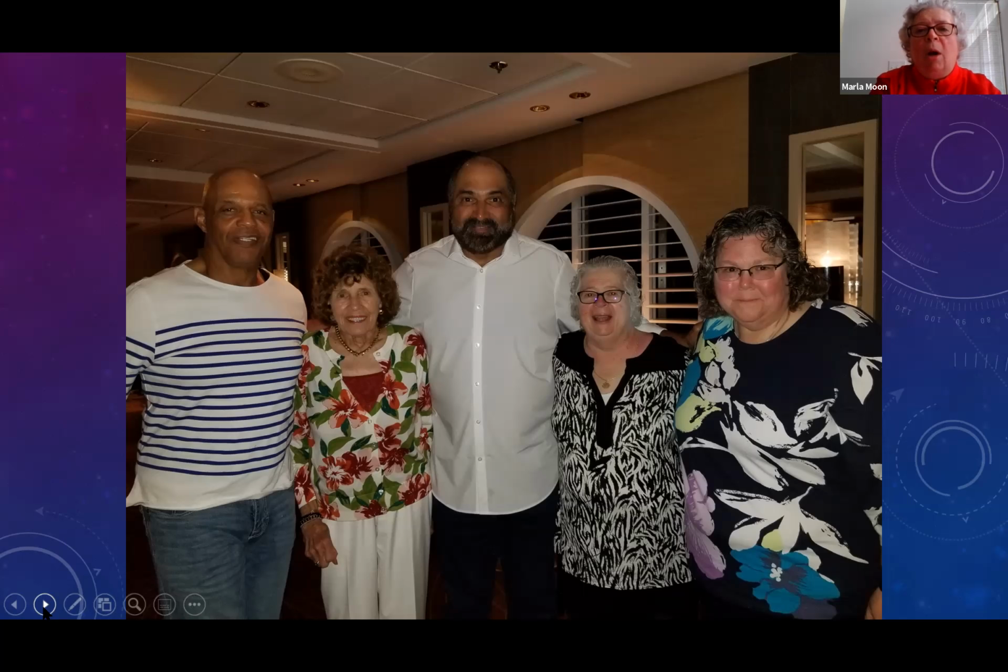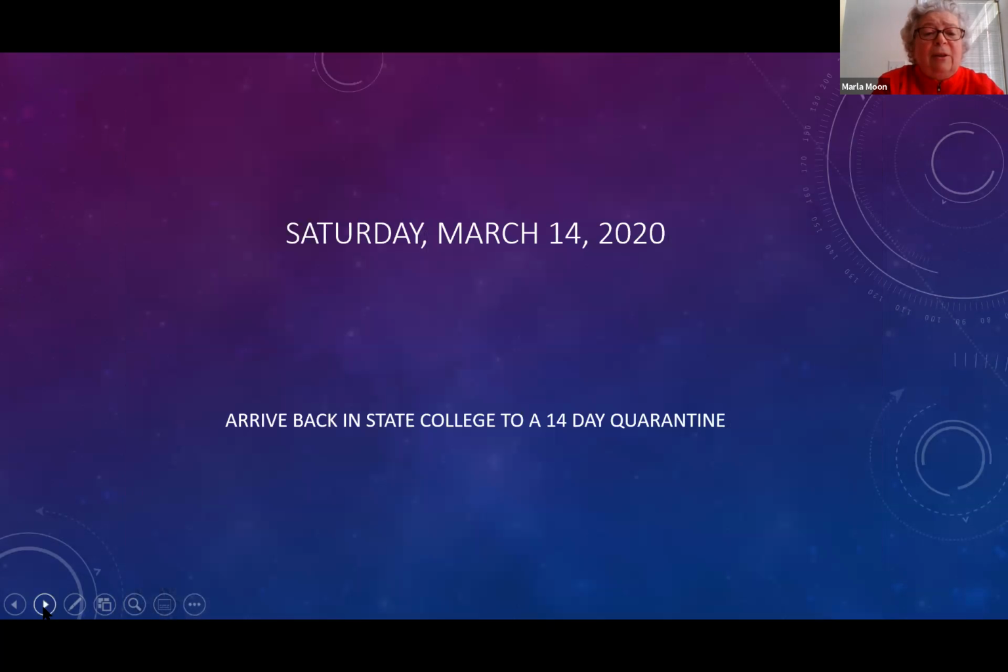And while we were on the cruise at this dinner, the captain came on to announce that when our ship docked in Miami, the cruise industry would be stopped at that particular point in time. They thought at that time it was going to be 30 days. So we got back to State College on March 14th and arrived back to a 14-day quarantine because that's what the CDC had put in.